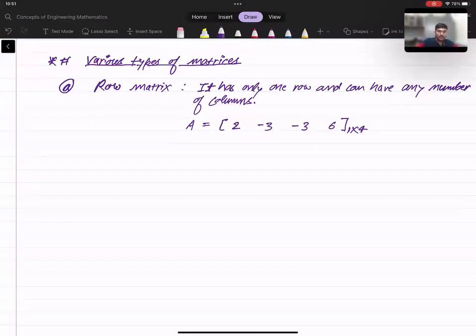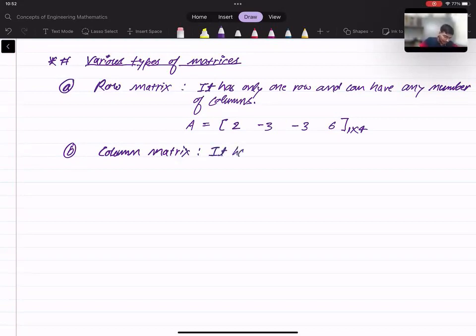So any matrix which has dimensions or order like 1 into j is called a row matrix, where j can be any number. In fact, it will be generally greater than 1 because a 1 by 1 matrix is something different. So this is a row matrix. Then we have column matrix. Again, it is obvious from the name that it can have any number of rows but will have only one column.